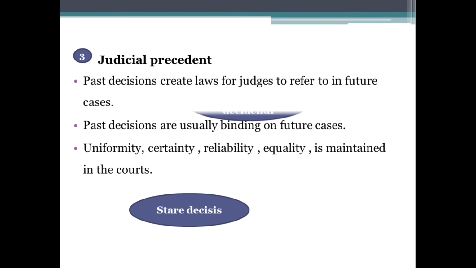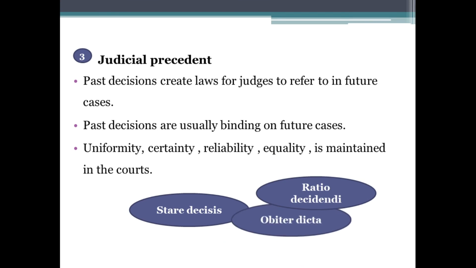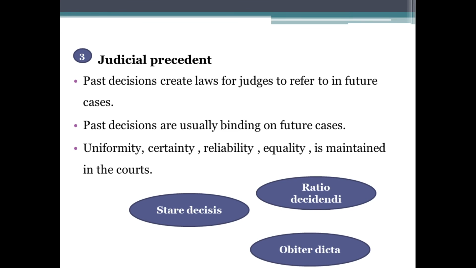Stare decisis, judicial dissent, and obiter dicta are the forms of judicial precedent which are used as a source of law by the courts. As I have mentioned earlier, all the information and cases as well as examples are available in the Introduction to Law lessons. Look for lesson number 7. You can get more information on the sources of law if you watch that video.